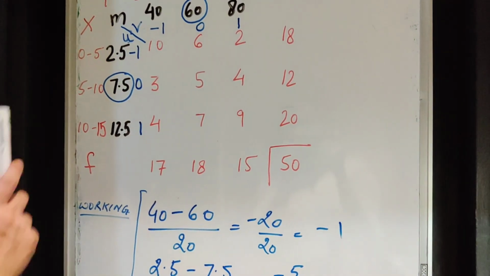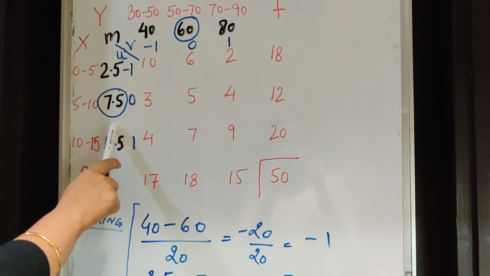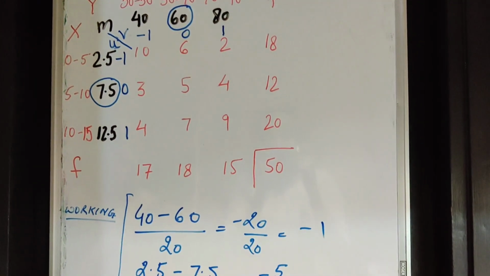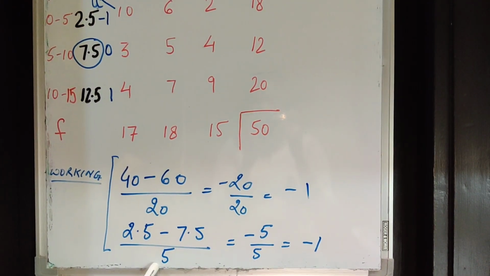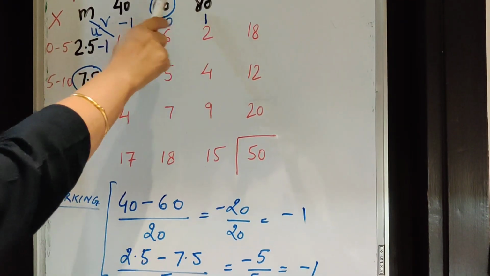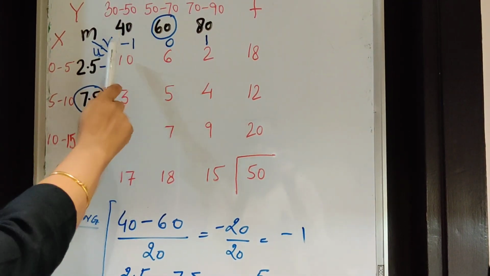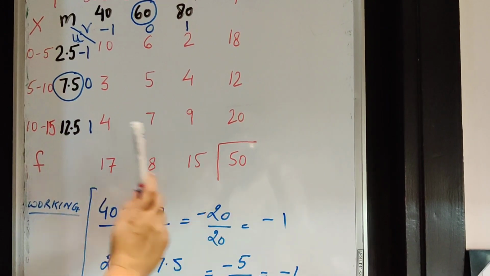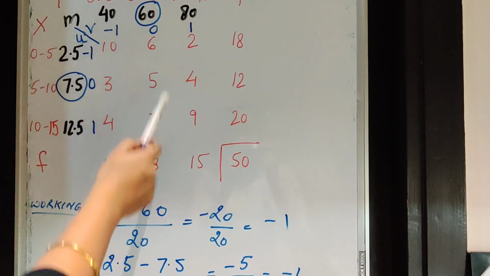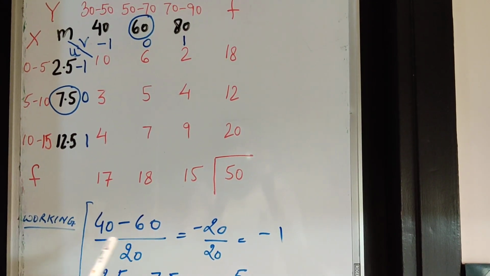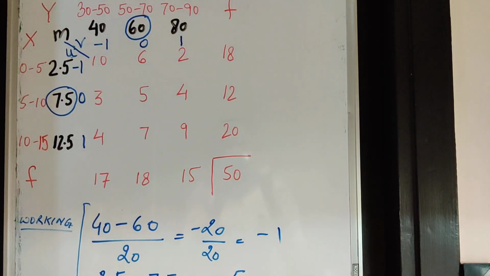Here the assumed mean is 7.5. So I get these values minus 1, 0 and 1. I've taken common factor as 5. So this is minus 1 which I get here. Likewise, in this, assumed mean is 60. So in order to find V, I take this and I get minus 1. So common factor is 20. So it is up to me. If I want to take this common factor, I can take it. Otherwise, it will become very lengthy.